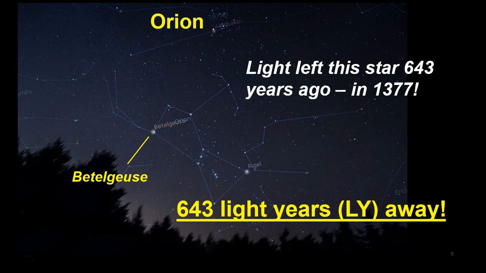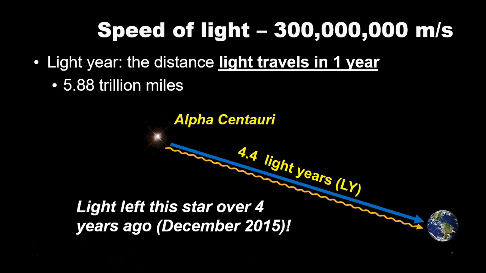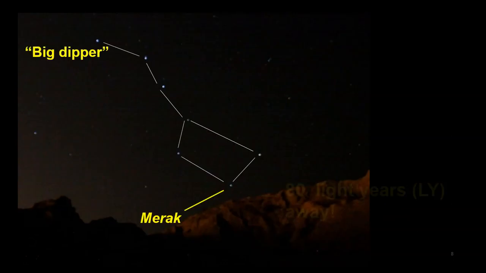So you may have even known recently astronomers have been noticing that Betelgeuse has been changing shape, and there's been a lot of speculation on whether or not Betelgeuse is going to blow up. But guys, if it happened, we wouldn't know it until 643 years from now. We're looking at Betelgeuse the way it looked 643 years ago. You're looking at Merak the way it looked 80 years ago. You're looking at Alpha Centauri the way it looked 4 years ago.